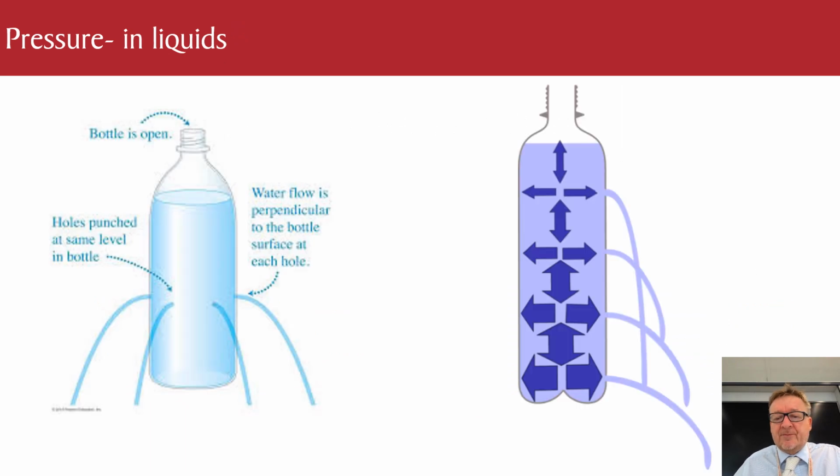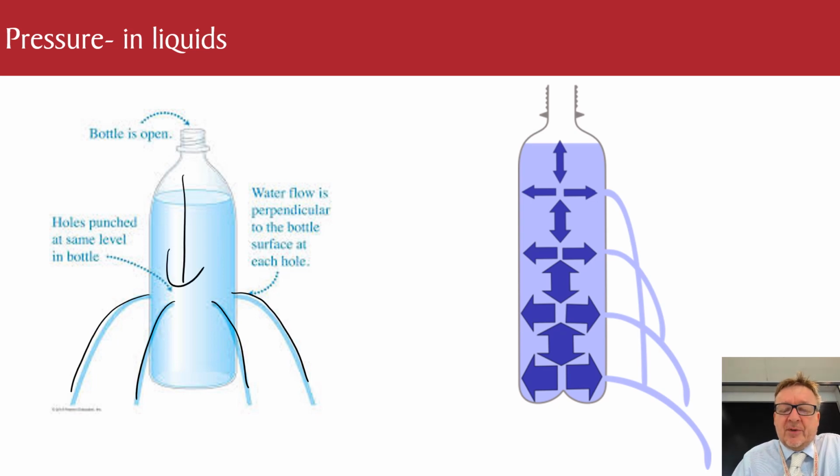Pressure in liquids, two little diagrams. What I've got is a bottle that's open at the top, with holes all around the outside. Each one of those little streams should be exactly the same because the pressure from above is identical for each one of those holes. For the second example, the pressure is less at the top, so the stream coming out is gradually going to get further and further away because of the amount of pressure in the liquid.